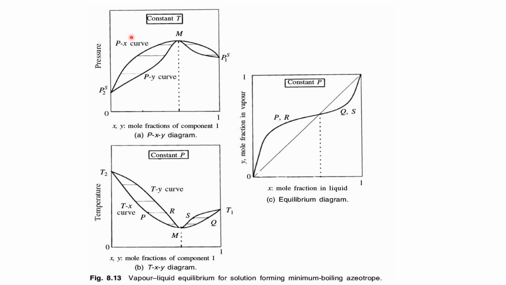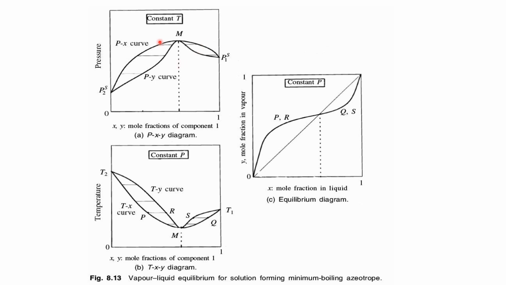And this is the graph which represents the pressure composition diagram. The pressure is plotted on the y axis and the composition on the x axis. We keep the temperature constant. The upper curve represents the pressure liquid curve and the lower curve represents the pressure vapor curve, and the point M represents the formation of the azeotrope, that is azeotropism.